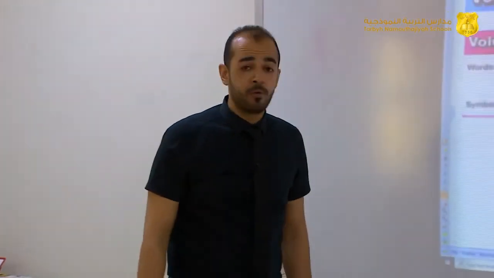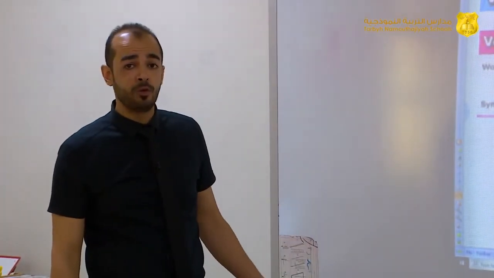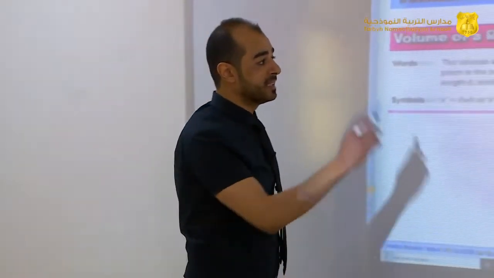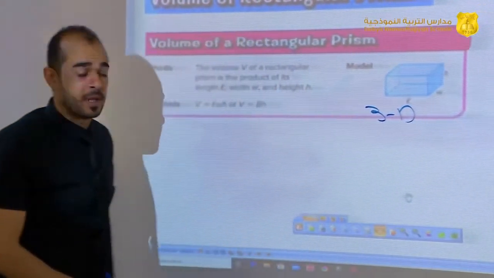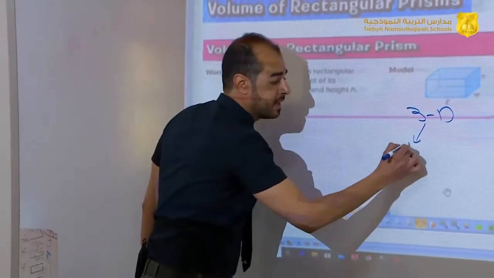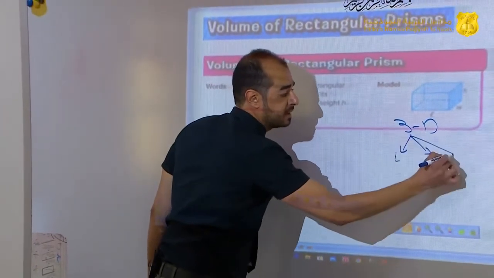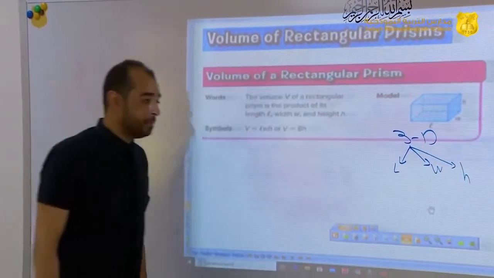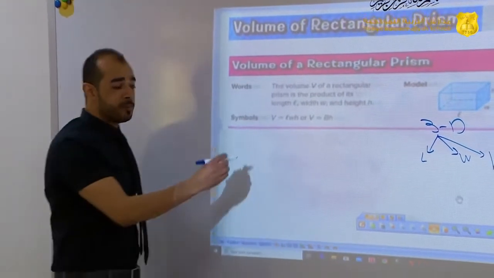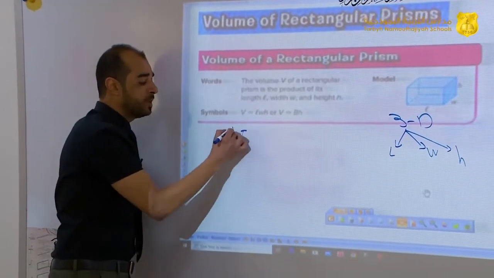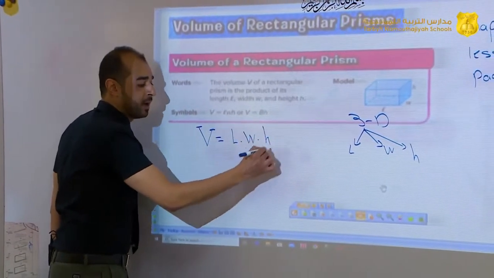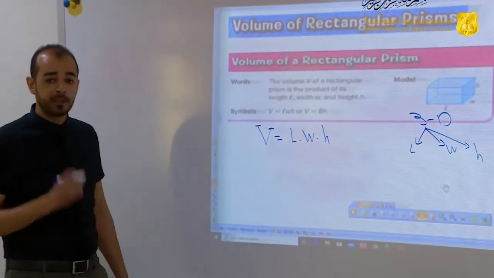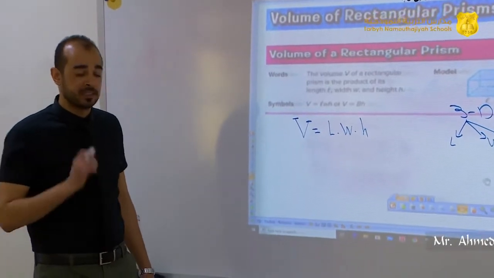In this video, we are going to learn how to find the volume of a rectangular prism. As you know, a rectangular prism is a three-dimensional figure with three sides: length, width, and height. To find the volume of a rectangular prism, we use the rule V equals length multiplied by width multiplied by height, which means the volume is the product of the three dimensions of this solid.